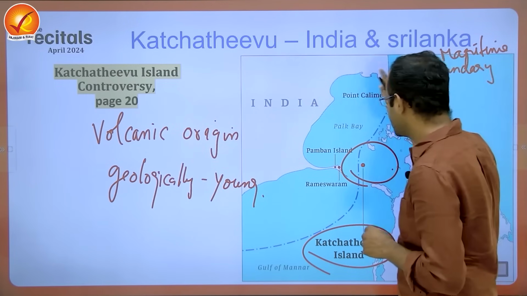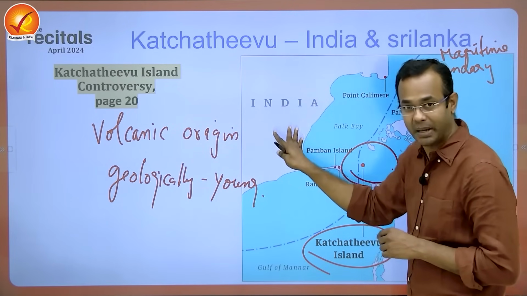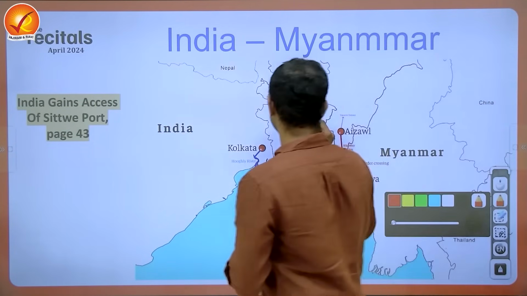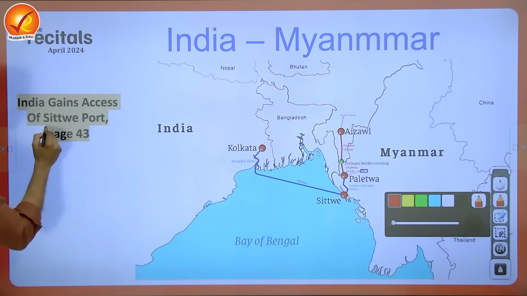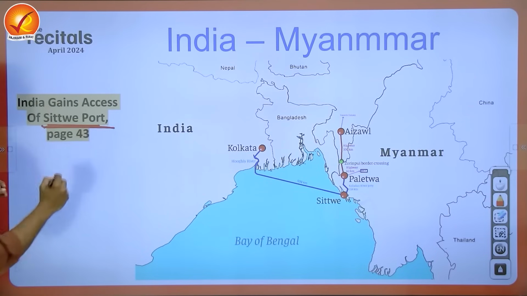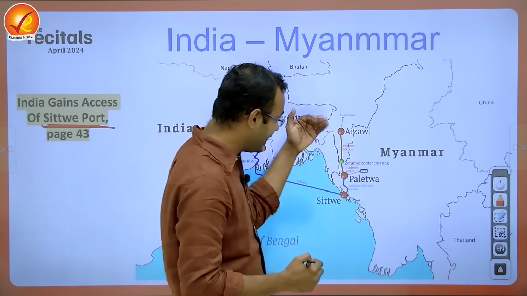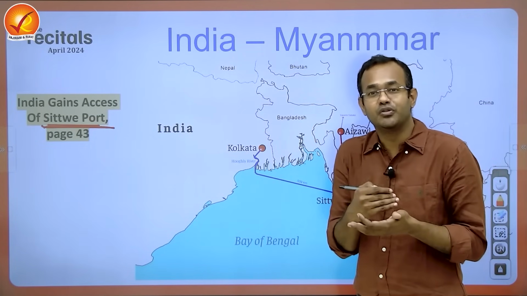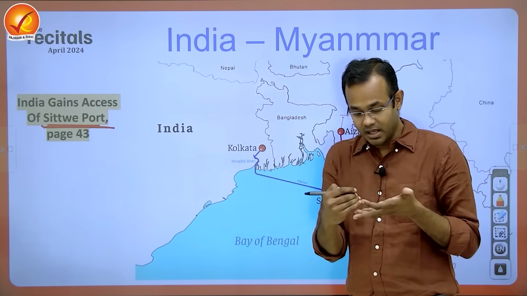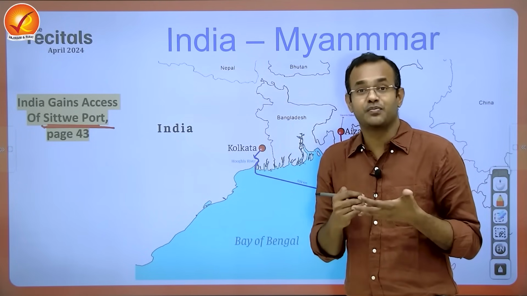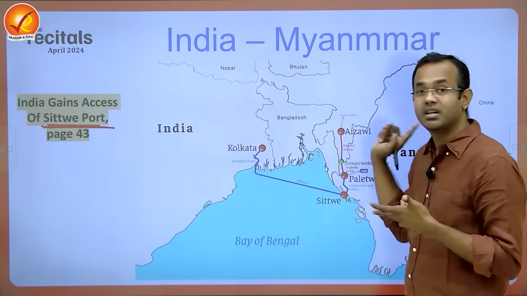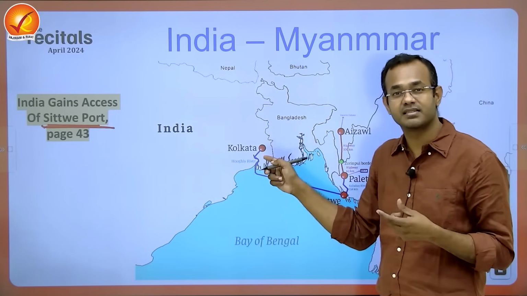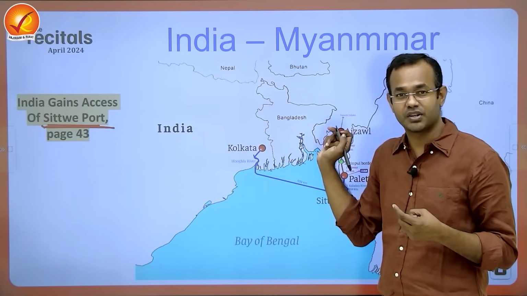The regions surrounding Katchatheevu are discussed in your India mapping, right? India and Myanmar. With respect to India and Myanmar regions, the news that came is India gains access to Sittwe port. India gaining access to Sittwe port, we will again discuss in detail from the geographical point of view, and we will speak about how it can be used in international relations, how it can be used in transport geography, how to establish more development and transport access to the northeastern part of India. We will discuss this in the geography and environment section in depth.